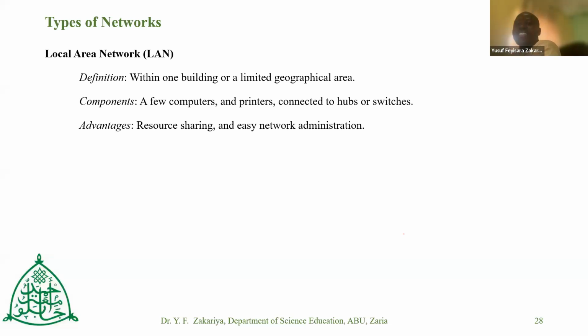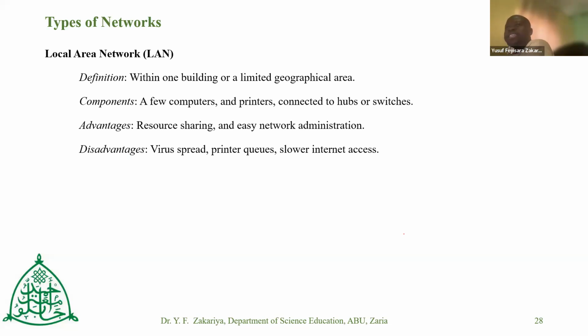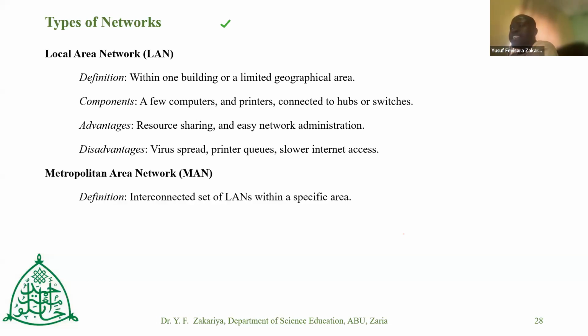Advantage being that it's easy to share resources. It is easy to have network administration. But the disadvantage is that you can easily spread viruses, because all your computers are connected in the same building. By the time your computer is attacked, when you send something to another person, you can also share that virus to the person, and the internet can be slow. Then you also have the metropolitan area network.